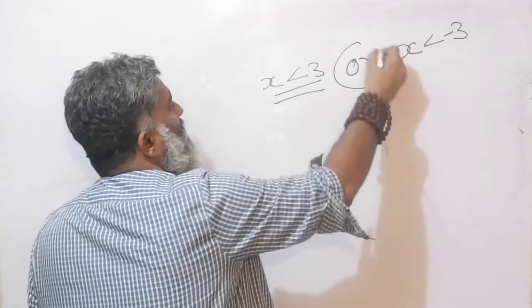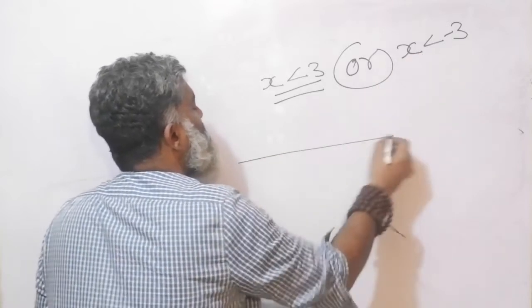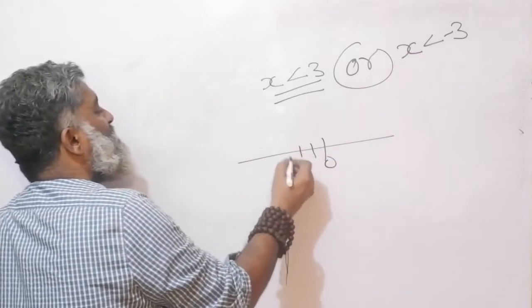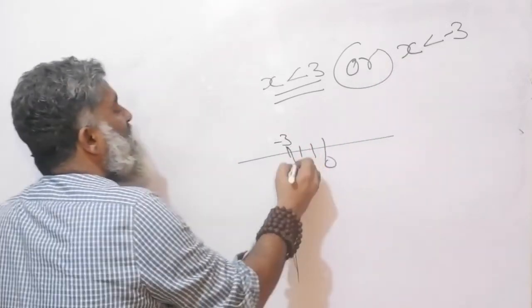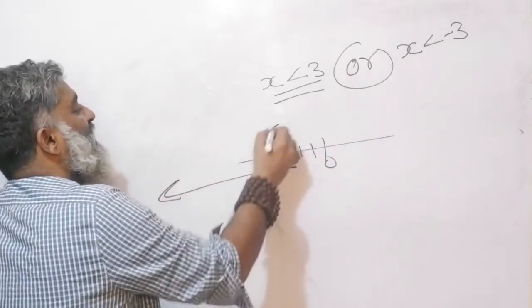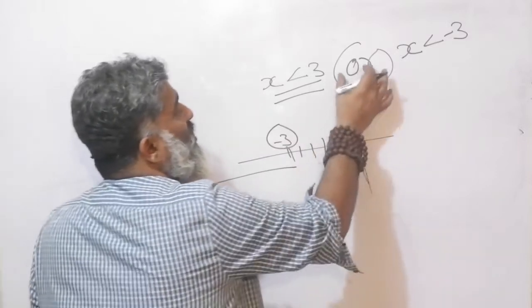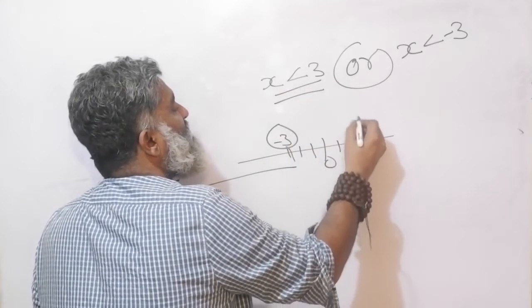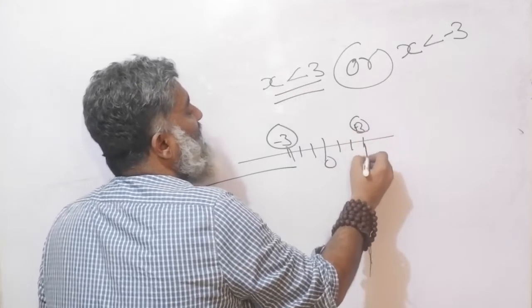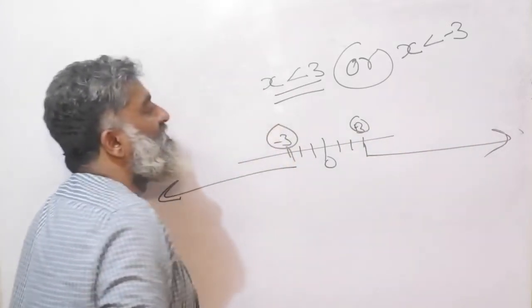This says "or", and it says x is less than -3. Draw a 0, -1, -2, -3. This point is -3. It says less than -3. That means any point on the left of this -3 is okay. Or this says x is greater than 3. So 1, 2, 3. This point is 3. And any point on the right side of this is okay.